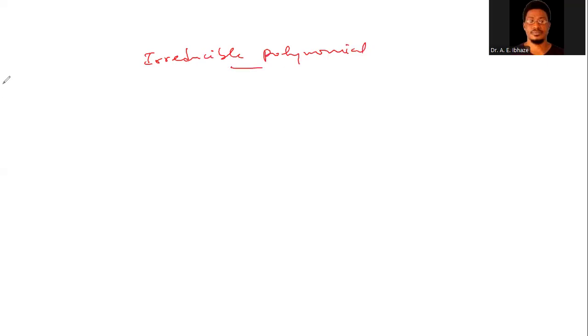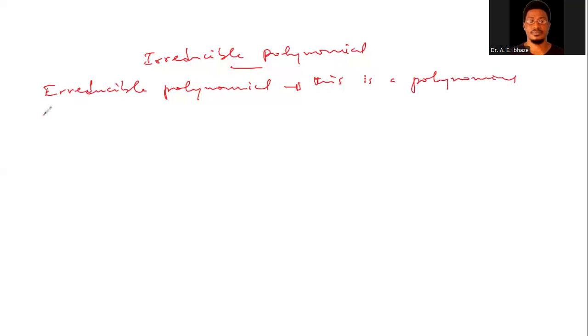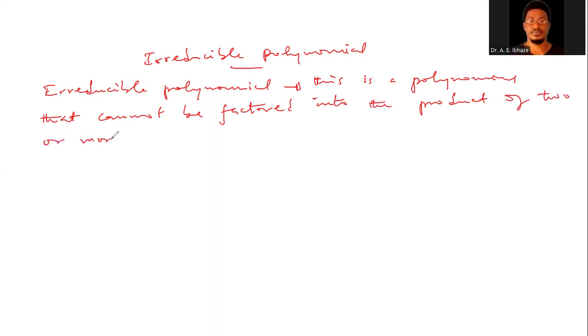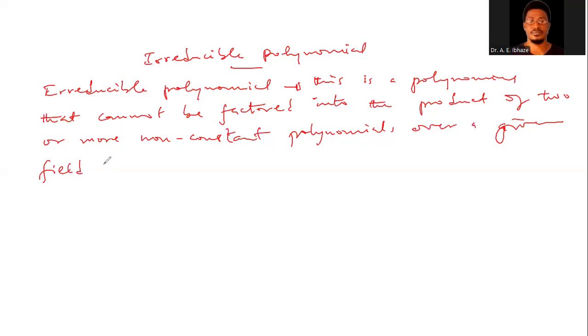So, like I already mentioned, when we say irreducible polynomial, we mean that this is a polynomial that cannot be factored into the product of two or more non-constant polynomials over a given field. So the field in this case is the Galois field, okay?